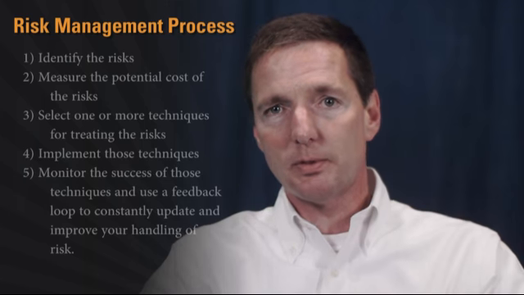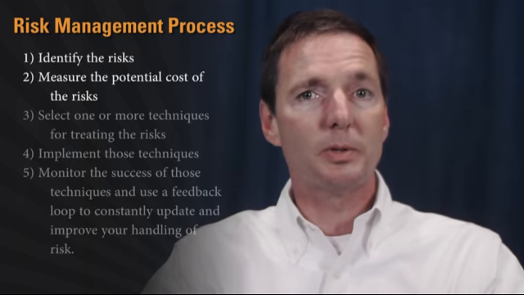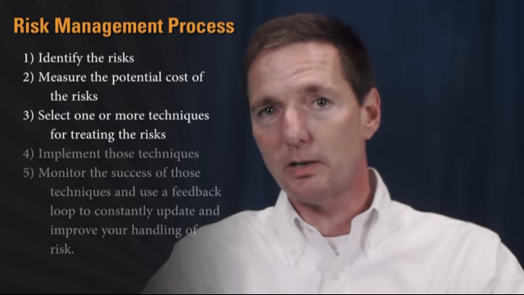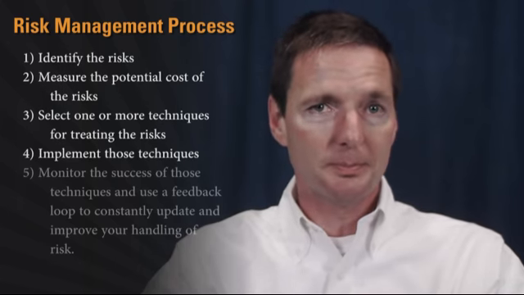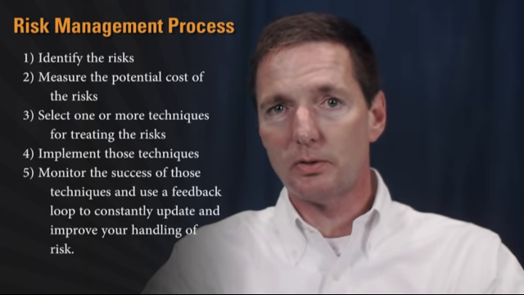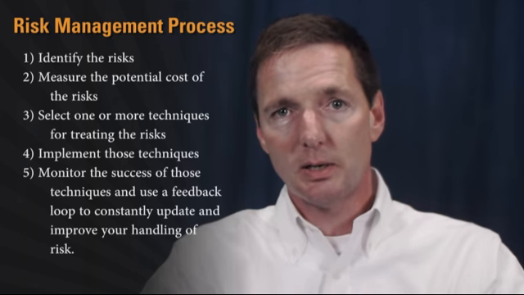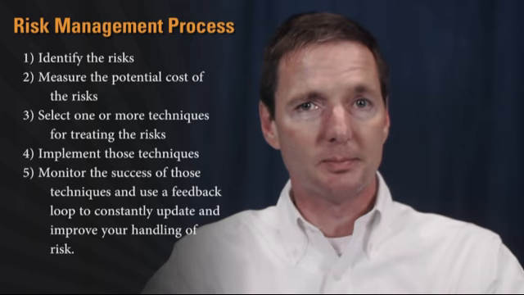The risk management process can be thought of as having 4 to 5 steps in it, depending on how they are defined. And these steps are, first, to identify the risks. Second, measure the potential costs of the risks. Third, select one or more techniques for treating the risks. Fourth, implement those techniques. And finally, monitor the success of those techniques and use a feedback loop to constantly update and improve your handling of risk. Risk is also ever-changing, and risk management cannot be a static event.